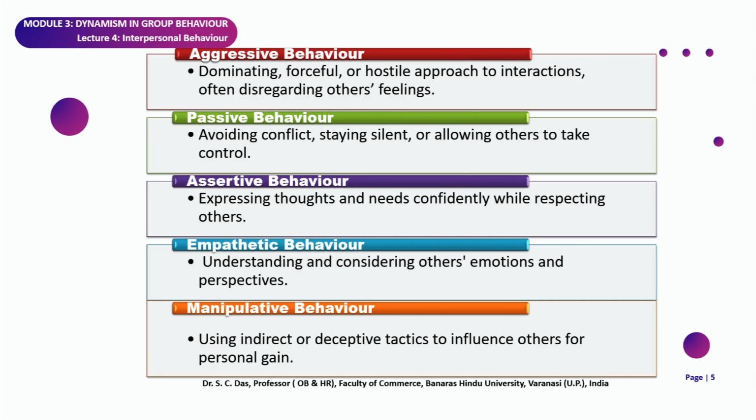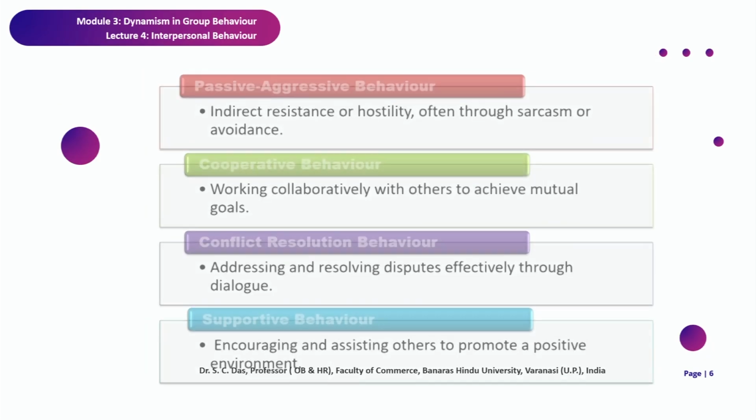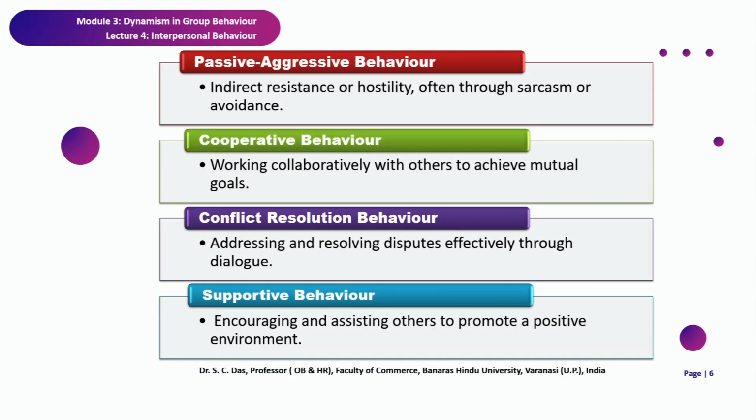They use some kind of deceptive techniques which are not real, to create some kind of pressure and influence on others. Now see passive aggressive behavior. This is the combination of passive and aggressive behavior: indirect resistance, hostility, often through avoidance. This is very important. Passive and aggressive, you just mix both things. This is also one kind of indirect resistance, hostility.